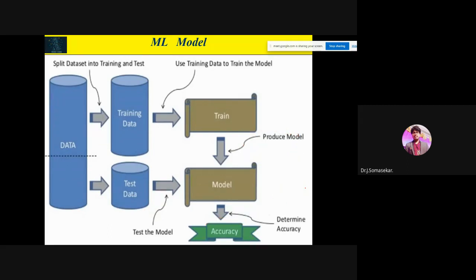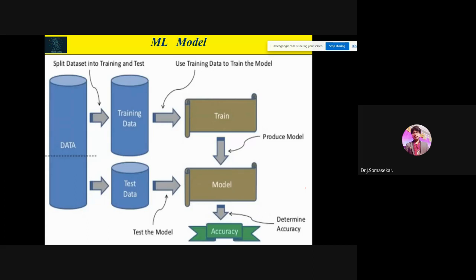Whenever I go for a machine learning model, first we have to train. After that, we have to test. After that, we have to see the accuracy. Once accuracy is very good, then we can deploy to the application. That's why, without accuracy, we can't deploy to the application. If we do, then there is a big issue in future.